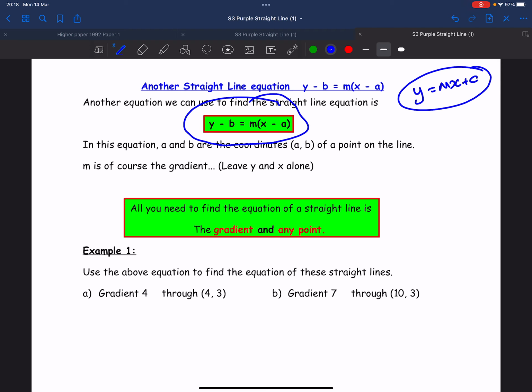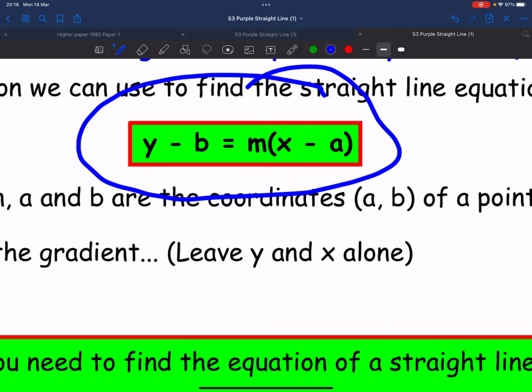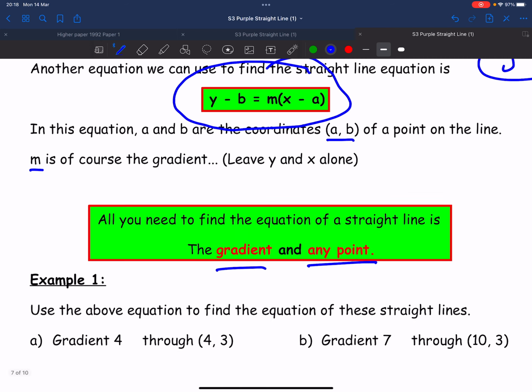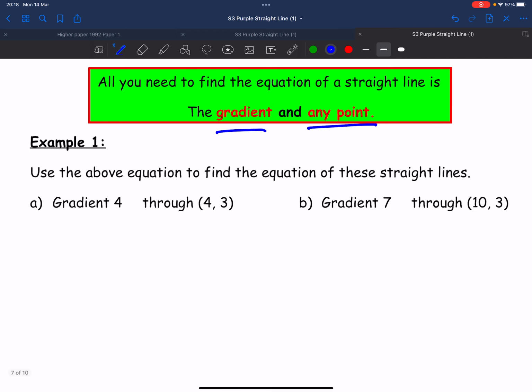And all you need for this is the gradient and a point. So the equation is y minus b is equal to m bracket x minus a, where the coordinate is (a, b) and m is of course the gradient. Don't touch y and x, they just stay alone. Okay? So let's take a look at example 1.